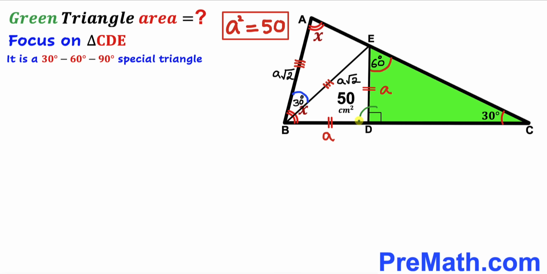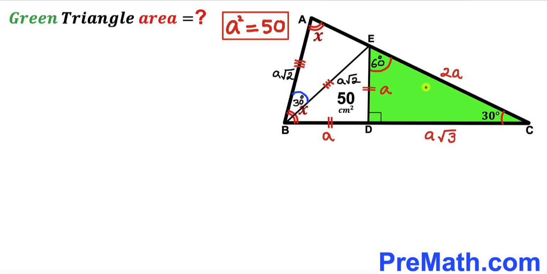And this 90 degrees is our largest angle. So the side opposite to that angle is going to be our longest leg. So therefore in such kind of 30, 60, 90 special triangle, the longest leg is always twice the smallest leg. We know our smallest leg is lowercase a, so our longest leg has got to be 2 times a, and this third leg has got to be a times the square root of 3. And here's our final step.